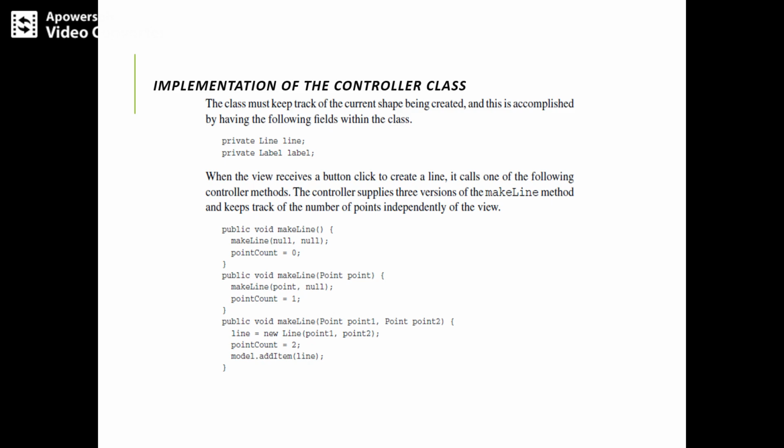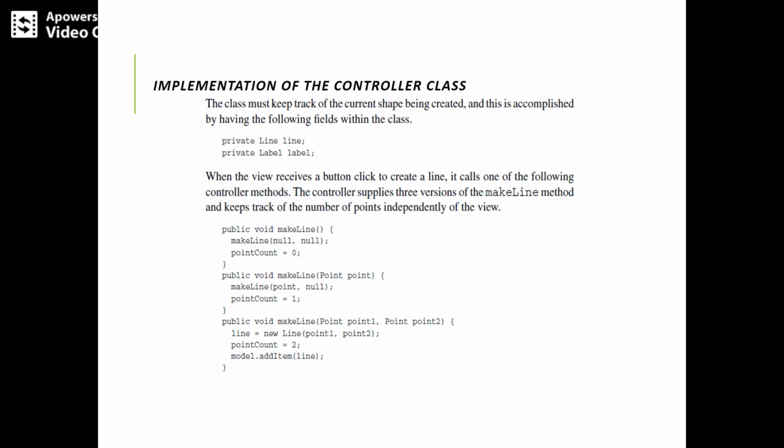The thing is, when the view receives a button click to create a line, for example, it calls one of the controller methods, like line or label. So the controller simply supplies the three versions of a standard make line method, which keeps track of the number of points independently of the respective view. That we need to take is public void.